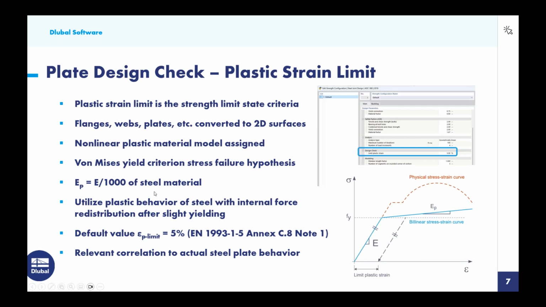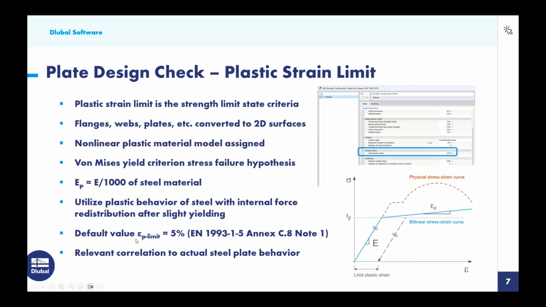So we want to utilize the plastic behavior of this steel with that internal force redistribution even after we have reached slight yielding. And we do so by setting the limit plastic strain instead, which is shown here within this region. We follow that same slope, and this way we can get ever so slightly yielding, but the entire connection is not being flagged as failing.